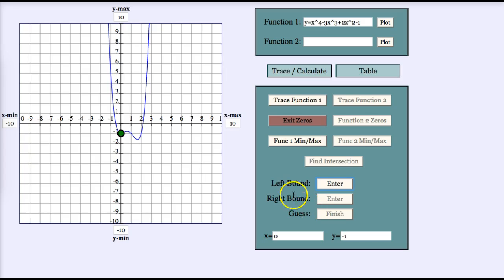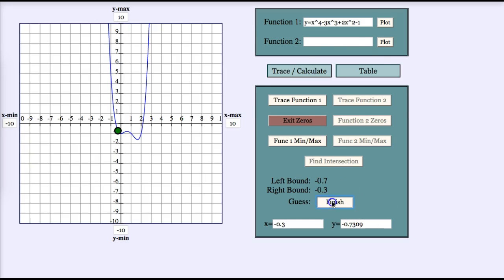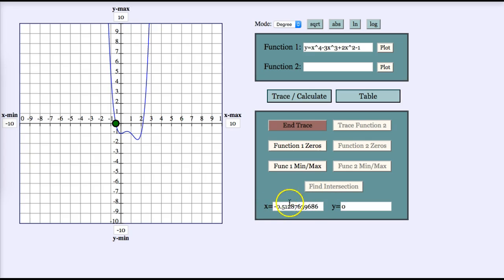So just like on my graphing calculator, I have to find a left bound. I'll point to the left of the zero, I'll point to the right of the zero, and then I'll have to press enter again to get it to guess. So I'm going to use the arrows on my keyboard, and I'm going to press the left arrow until I'm above the zero. Then I'm going to press enter. Then I'm going to use the right arrow to find a right bound below the zero. Press enter, and then I need it to guess. And it'll tell me that my zero is at x equals -0.5128, and that'll be my zero.